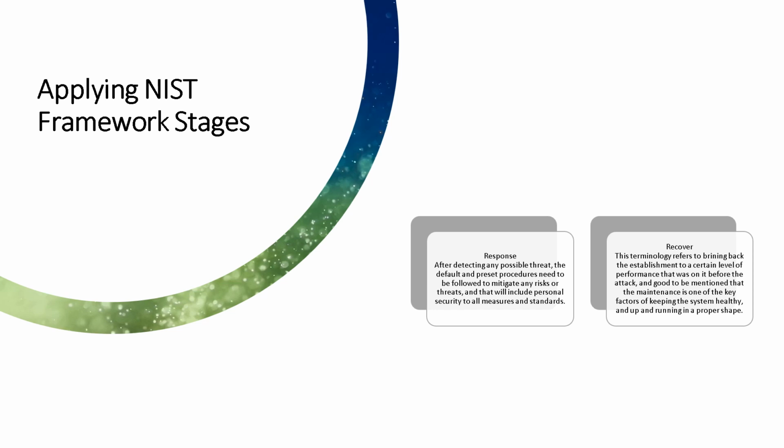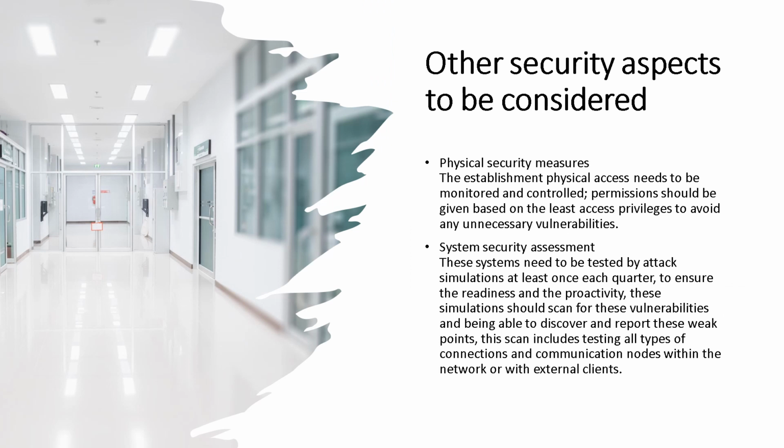And it's good to mention that maintenance is one of the key factors to keep the system healthy and up and running in proper shape. Other security aspects to be considered are the physical security measures. The establishment's physical access needs to be monitored and controlled. Permission should be given based on the least access privilege to avoid any unnecessary vulnerabilities.